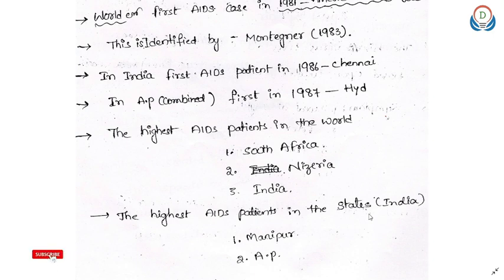In India, the highest AIDS patients can be seen in states like Manipur in first place and AP in second place. AP is Andhra Pradesh.